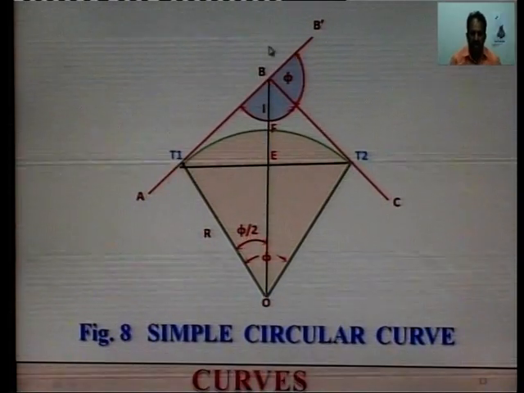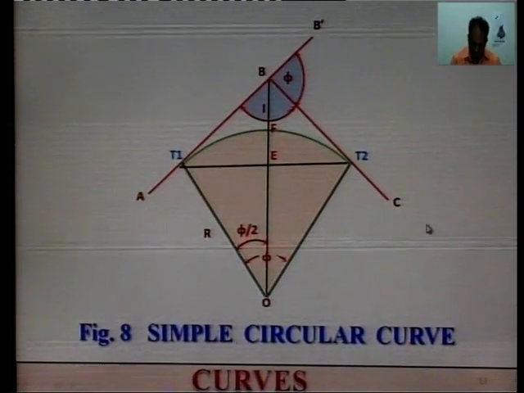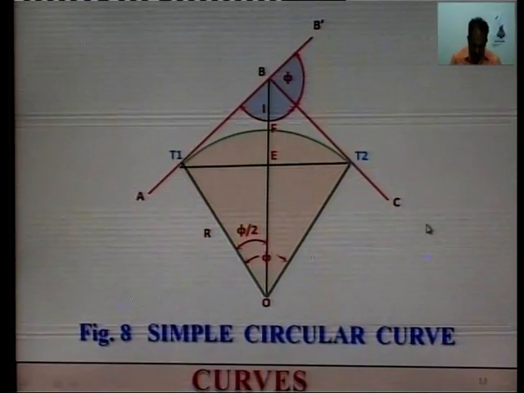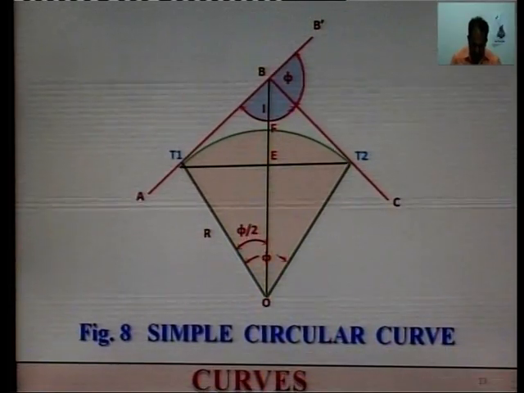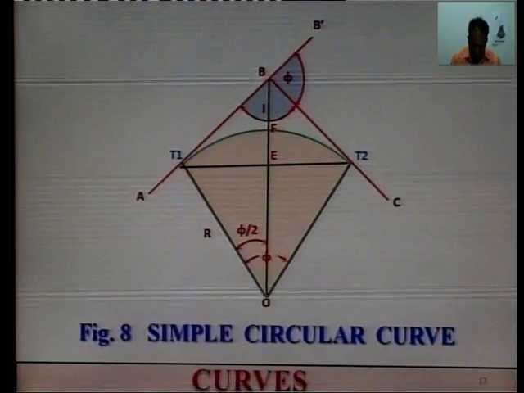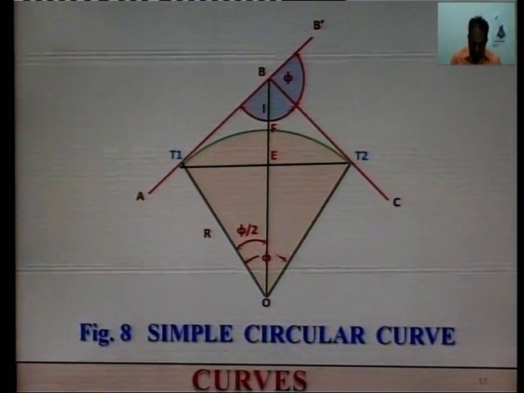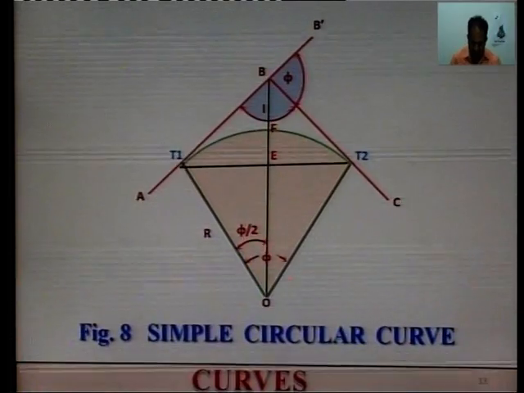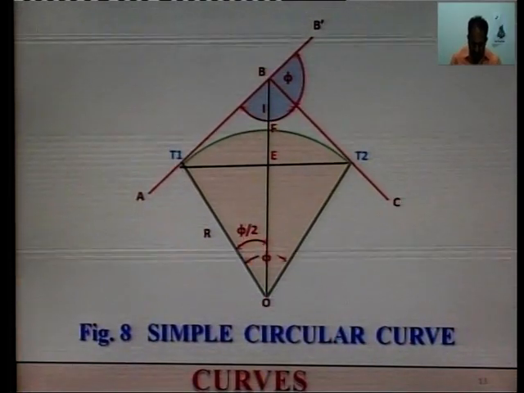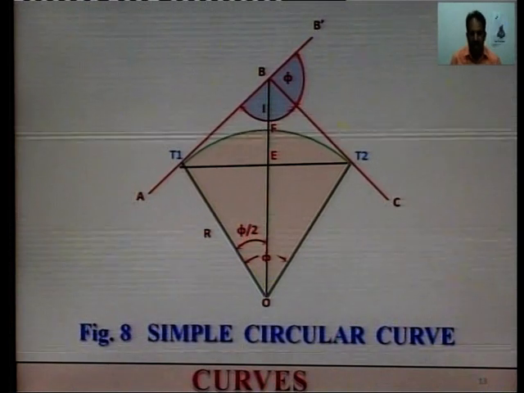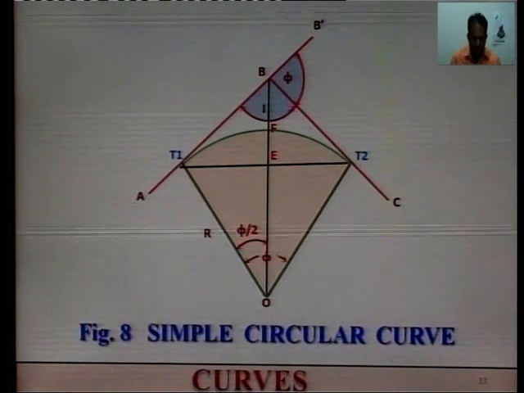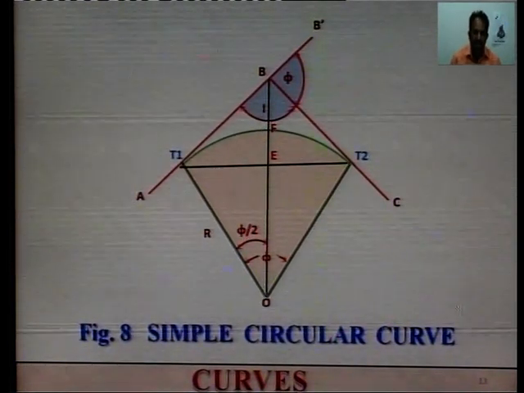AB and BC are called straights or tangents to the curve, and they are connected by the curve. These two straight lines AB and BC, which are connected by the curve, are called the tangents or straights to the curve.